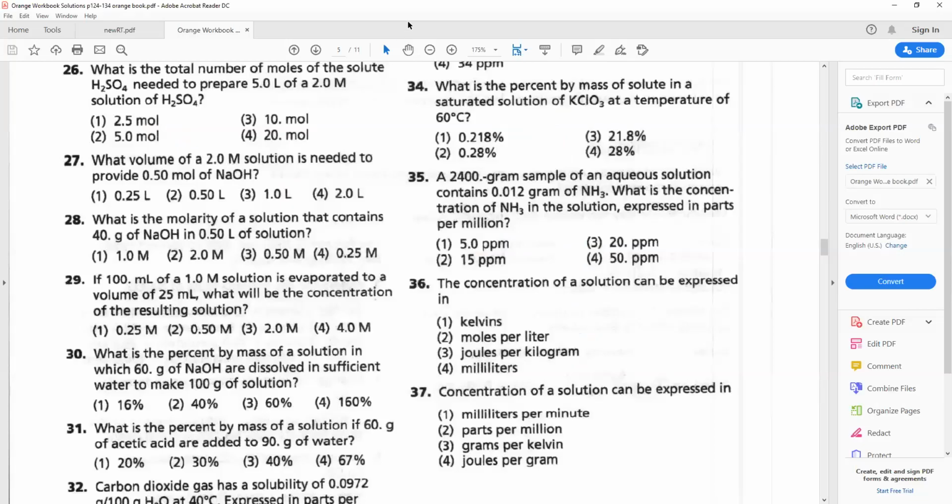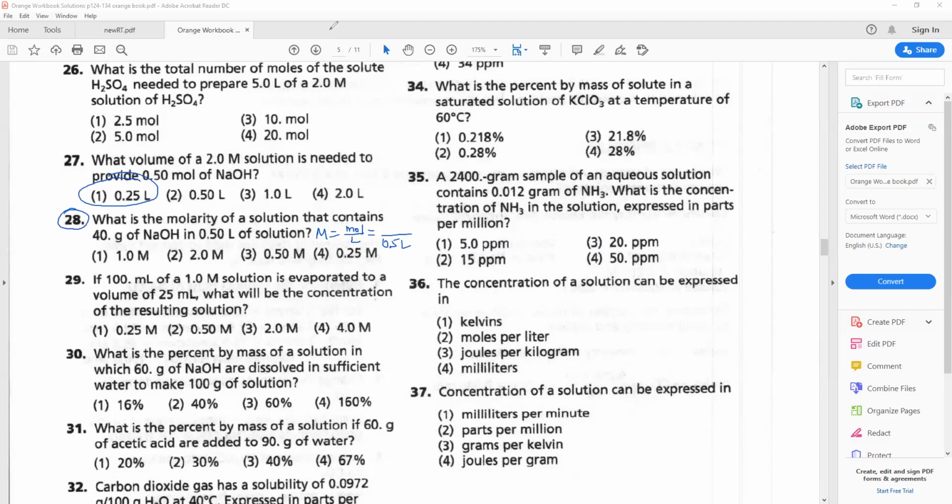So question number 27 is 0.25 liters. Number 28, what is the molarity of a solution that contains 40 grams of NaOH in 0.5 liters of a solution? So they're asking us for molarity, and molarity is equal to moles over liters. I have the liters as 0.5 liters, but I don't have moles, I have grams. So I have to calculate the moles by using the formula on Table T.